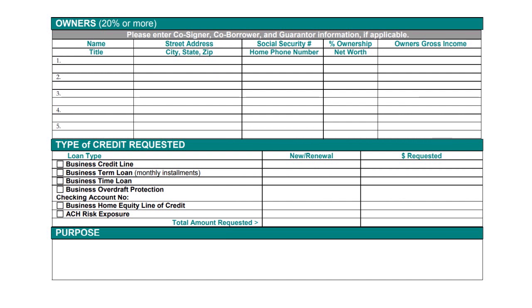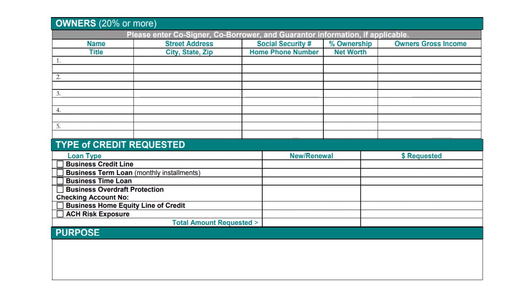And here they are asking you the type of credit requested. In this application, we will be focusing on the business term loan, but you can see also that they have other types of business funding. So they have the business credit line, the business term loan, the business overdraft protection, the business home equity line of credit, and the ACH risk exposure. Now, ACH risk exposure is a specific funding program that Huntington Bank has for its business clients, and this helps you if you have some kind of ACH transactions and there is some kind of fraud, then the bank will cover that.